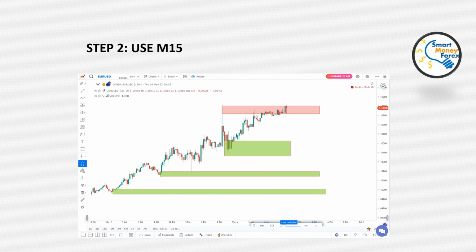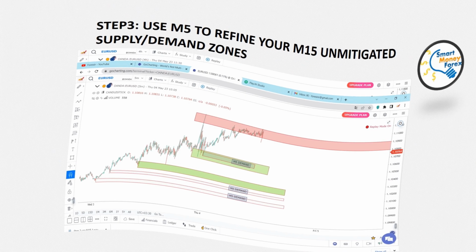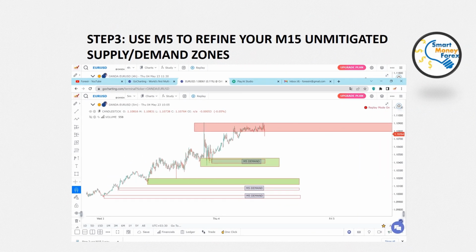Step 2. Use the M15 time frame for unmitigated supply and demand zones. Step 3. Use M5 to refine your M15 unmitigated supply-demand zones. If possible, refine even till M2. This all depends on how clean the zones are.